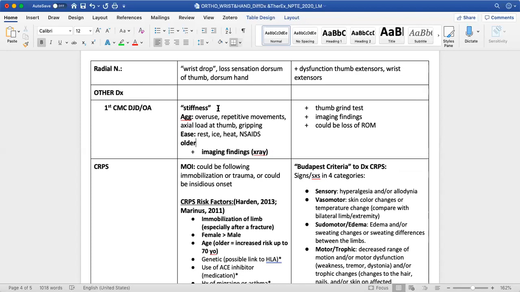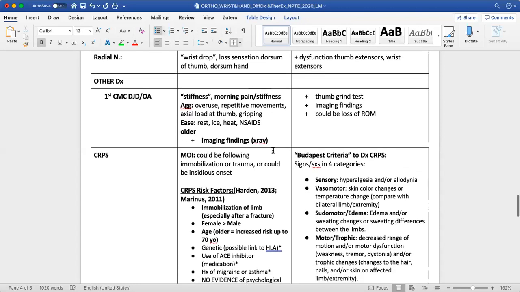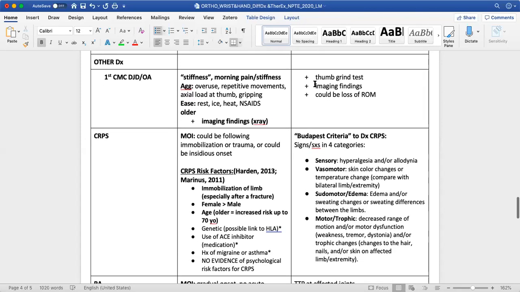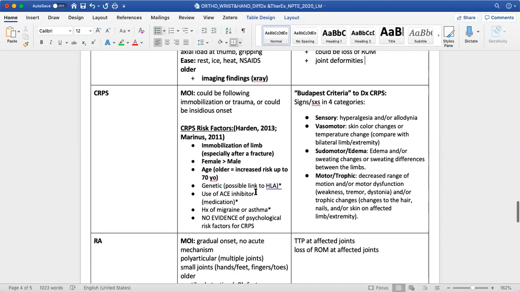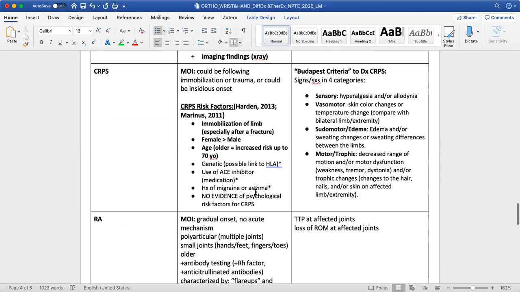These patients are going to report stiffness and morning pain and stiffness, just like other osteoarthritic presentations. You're going to have a positive thumb grind test, so putting an axial load at that joint is going to be painful. There could be a loss of range of motion, and later in the disease, you could have joint deformities that are present. So those things could all be part of the clinical picture.